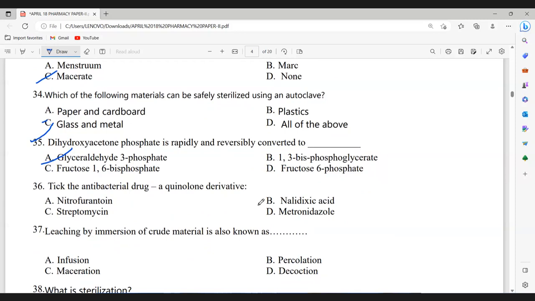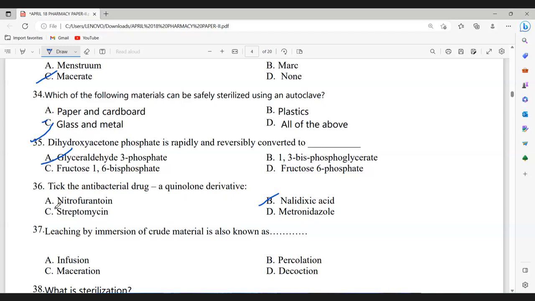A quinoline derivative, nalidixic acid. Note down a few more examples. Along with nalidixic acid, some other examples are also there. They are ciprofloxacin, levofloxacin, moxifloxacin.